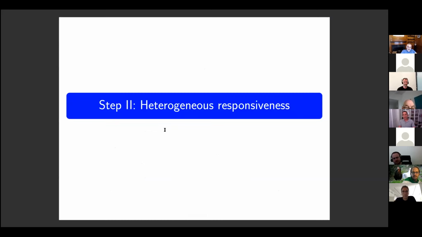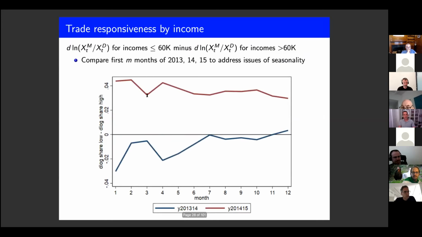Okay, so now let me tell you about the heterogeneous responsiveness, the elasticity. First, I'll show you the response of imports versus domestically produced goods. So no CV share here, just goods purchased in Switzerland, imports versus domestic. This is the simplest figure you can look at. Think of it like this: you take all the households and you group them into those in the bottom three income groups, below 60,000 francs, and those top four groups with income above 60K. And you can just look at the change in the import share relative to domestic expenditures, 15 versus 14. That's the red line.